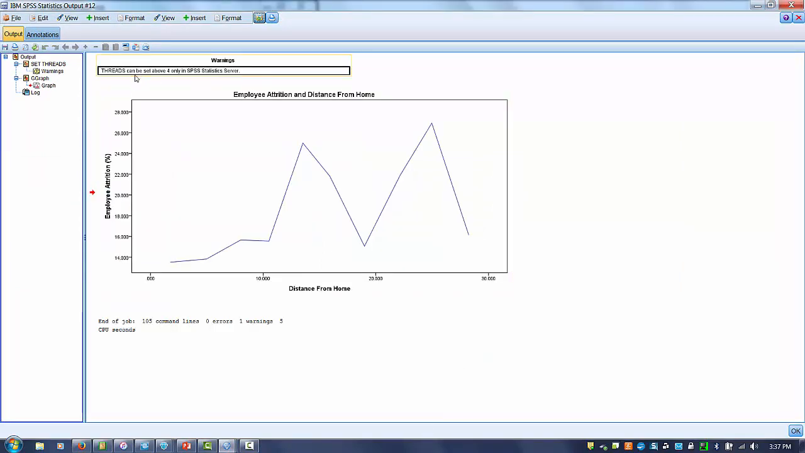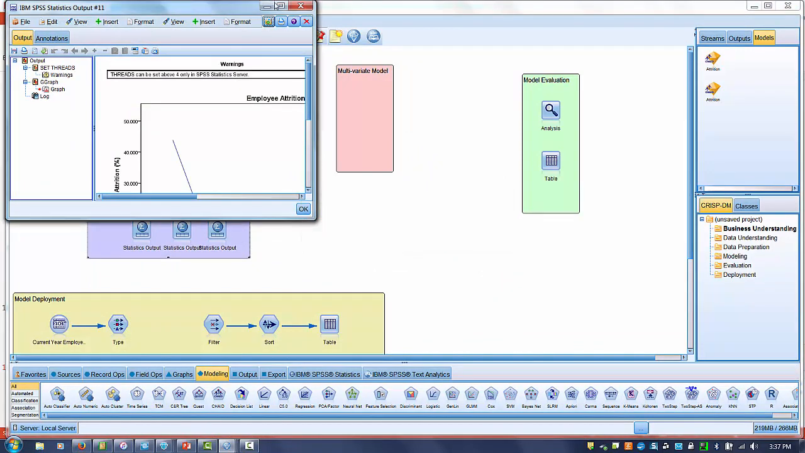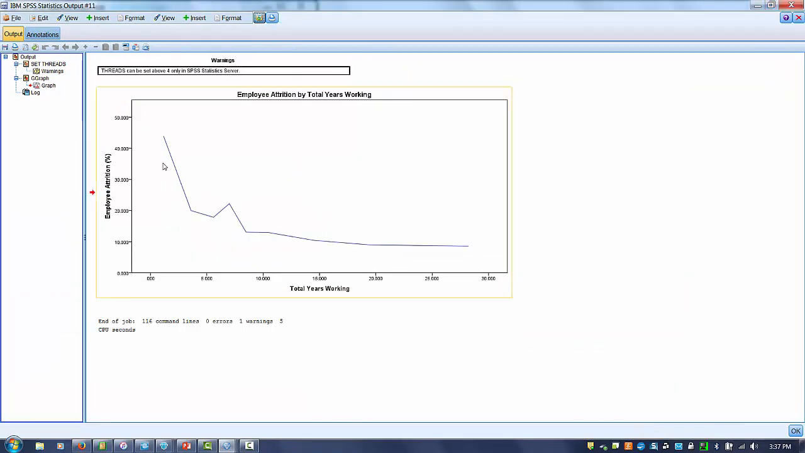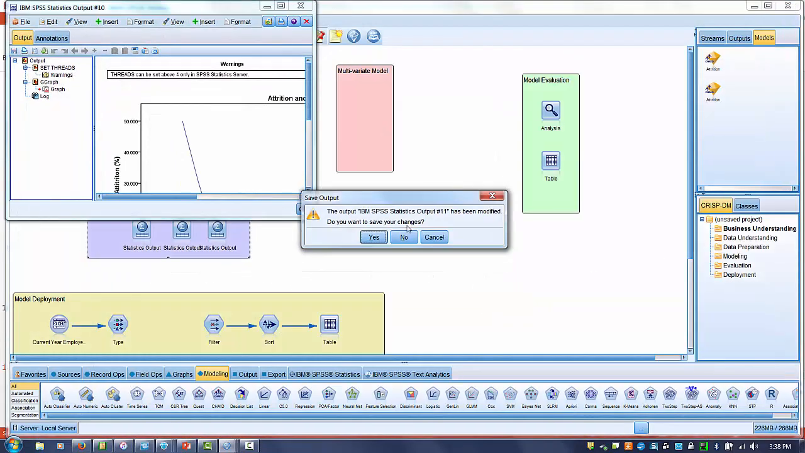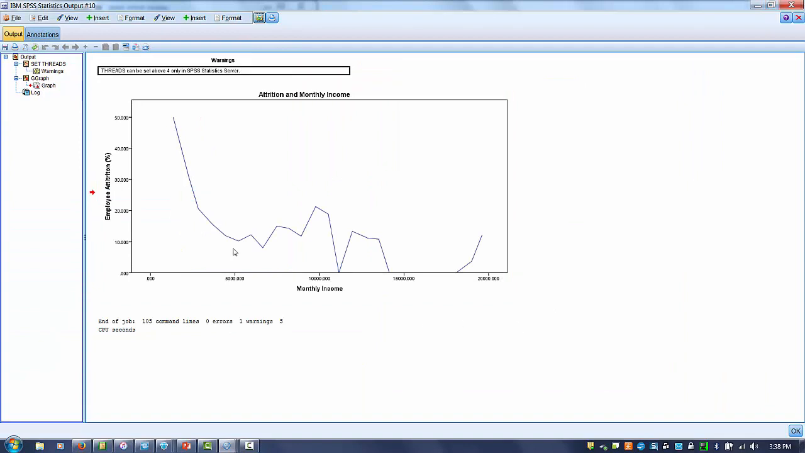Okay, this first chart we'll look at shows the relationship between employee attrition and distance from home. And this kind of makes sense. The longer somebody's commuting to work every day, the more likely they are to quit. The longer somebody's been working, in total years of working, the less likely they are to resign. And that kind of makes sense too. The more money they make, the less likely they are to attrit.